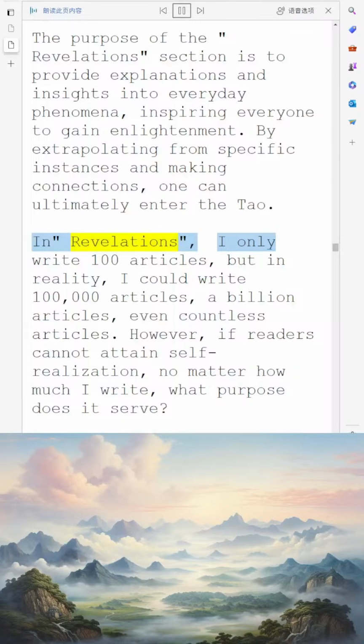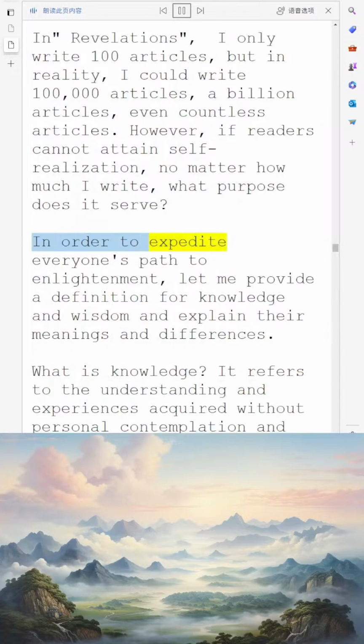By extrapolating from specific instances and making connections, one can ultimately enter the Tao. In Revelations, I only write 100 articles, but in reality, I could write 100,000 articles, a billion articles, even countless articles. However, if readers cannot attain self-realization, no matter how much I write, what purpose does it serve? In order to expedite everyone's path to enlightenment, let me provide a definition for knowledge and wisdom and explain their meanings and differences.